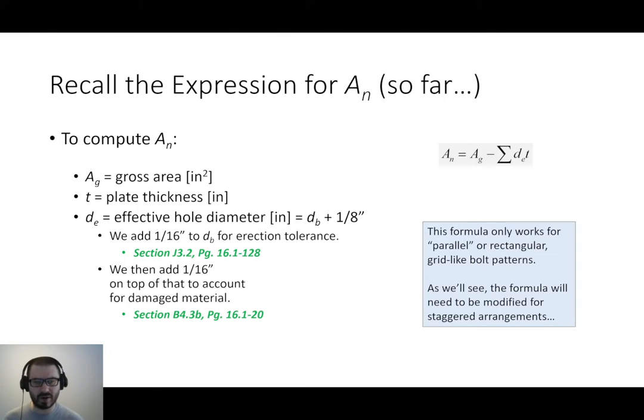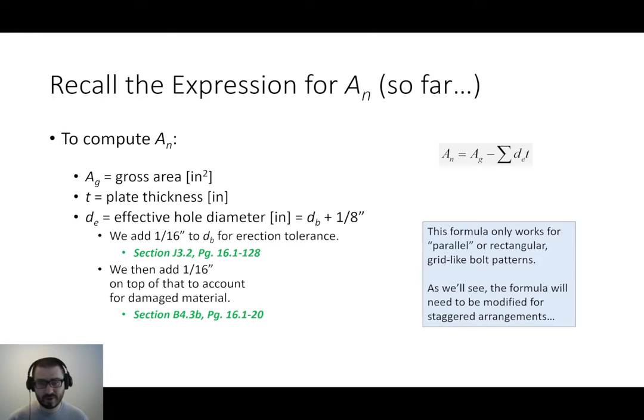So what that's going to require is, first off, let's make sure that we recap what's going on with the expression for net area so far. Right now, this is our expression for computing net area. We take the gross area and subtract from that the area lost due to the presence of bolt holes, which for now is just the diameter of the hole in question times the thickness. And that should be something that we're all familiar with after the previous lecture: we're not taking pi r squared or pi d squared over 4. What we're doing is taking the diameter times the thickness, because we're looking at it from a cross-sectional perspective.